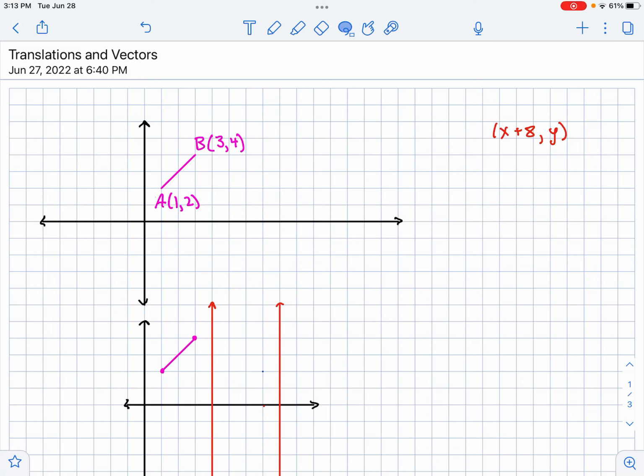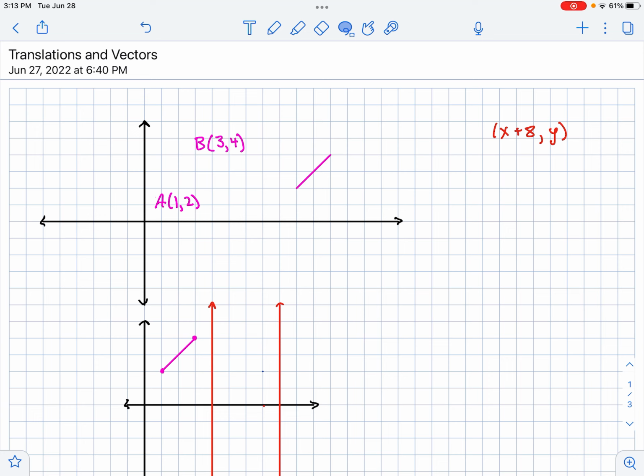Our next transformation is the translation. Now, I want to illustrate it with this little line segment that starts at A and goes to B. And let's just suppose that I want to move this over, let's say 8 spaces. So we go 1, 2, 3, 4, 5, 6, 7, 8. Okay. So that is an example of a translation.